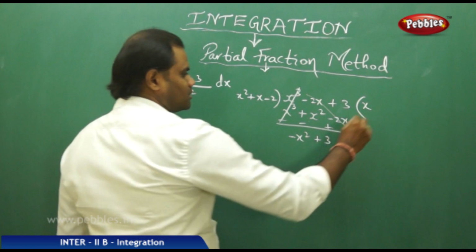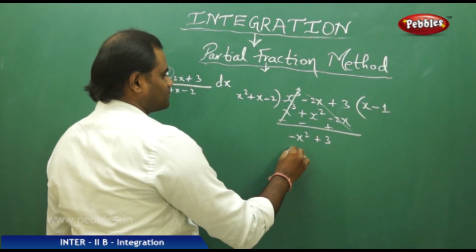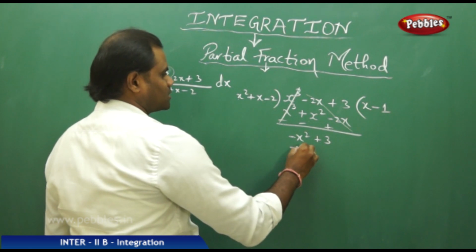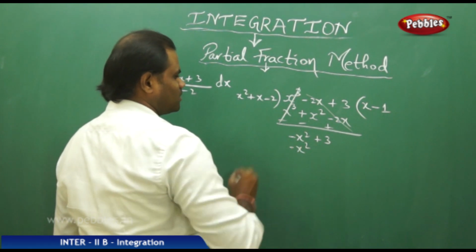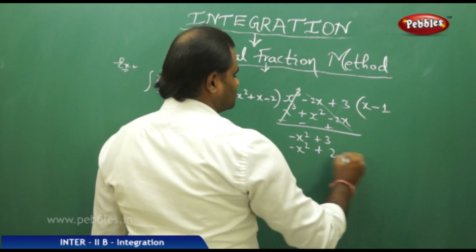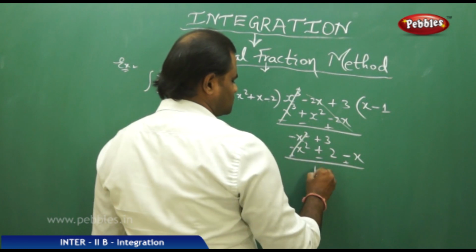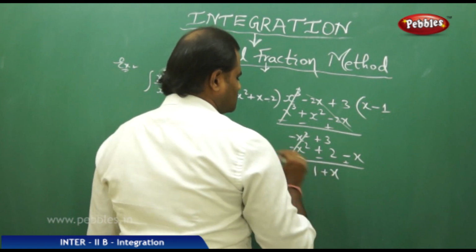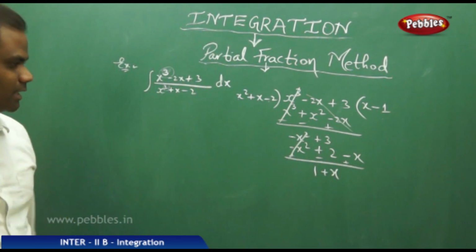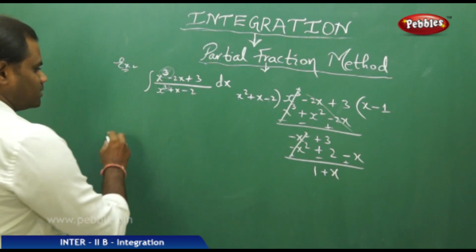But again, this can be reduced with minus 1, which gives me x squared times minus 1, minus x squared, minus 2 minus 1, which is plus 2 minus x, and that is how we get 1 plus x. And let's see how this reduces.